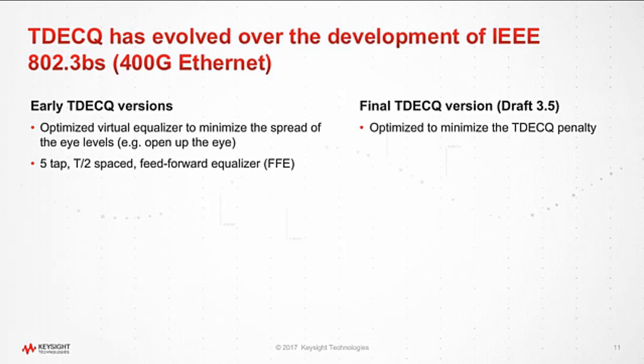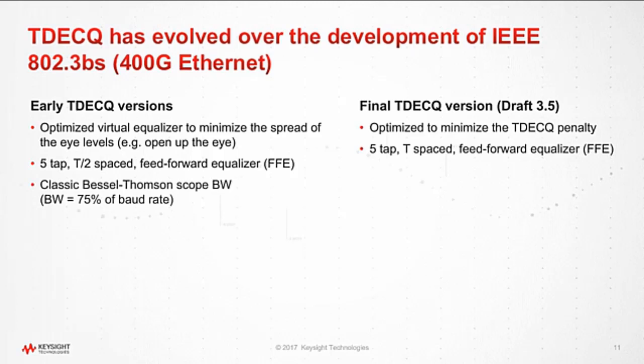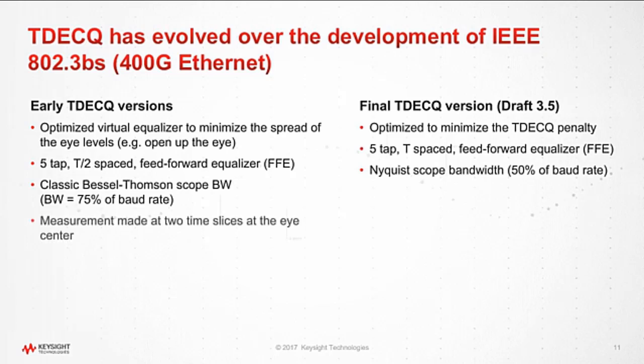Another change was that the bs standard initially defined a 5-tap T/2-spaced FFE, and now it's a T-spaced FFE. The standard initially proposed a more traditional Bessel-Thomson bandwidth, which is 75% of the baud rate, and now that's been changed to 50% of the baud rate. In addition, the initial TDECQ definition had 2 time slices in the center of the eye.